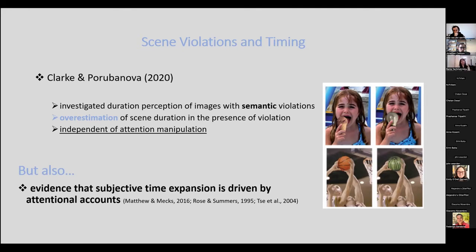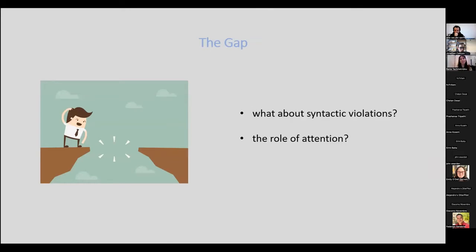However, there is also evidence that subjective time expansion is indeed driven by attentional accounts. So again, we're not sure what happens here. I'm sure that until now you have two main questions. The first should be, okay, what about the syntactic violations? I talked to you about the previous research about semantic violations, but what about syntactic violations? Can they change time perception in the same way or in a different way or in no way? So we're not sure about that. And which is the role of attention? Is attention involved in this duration overestimation? What happens here?